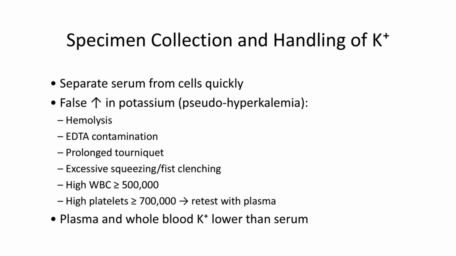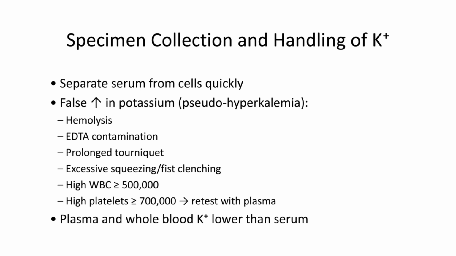Serum must be separated from cells quickly to prevent potassium from shifting into the serum. Several factors can cause a false elevation, known as pseudohyperkalemia. These include hemolysis, contamination with EDTA, prolonged use of a tourniquet, or excessive squeezing and fist clenching during collection.